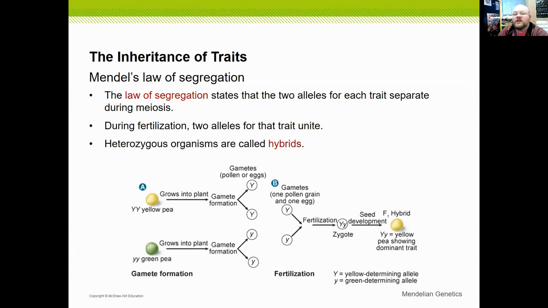Now Mendel's law of segregation states that the two alleles for each trait separate during meiosis. So if you remember during meiosis, we saw those chromosomes pull apart. The two alleles are separated. During fertilization, two alleles for that trait unite. Heterozygous organisms are called hybrids. So when those things come together, we call that a hybrid.